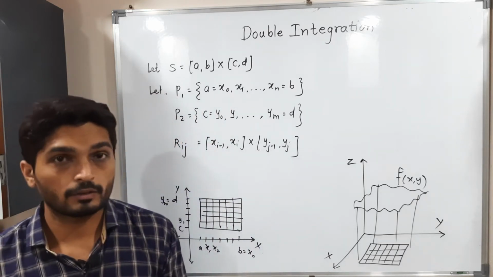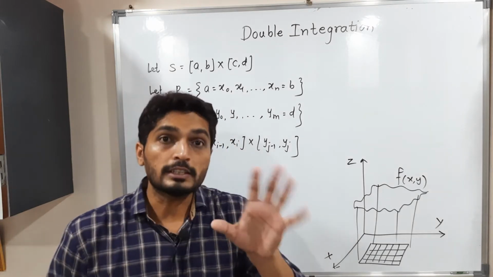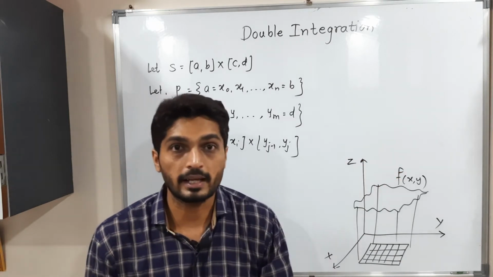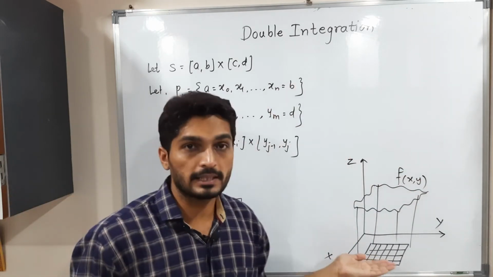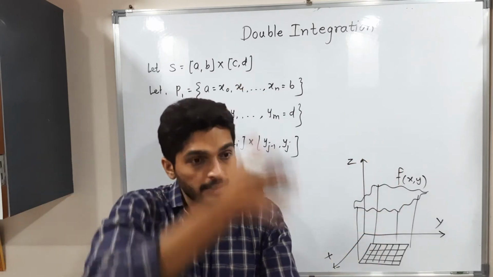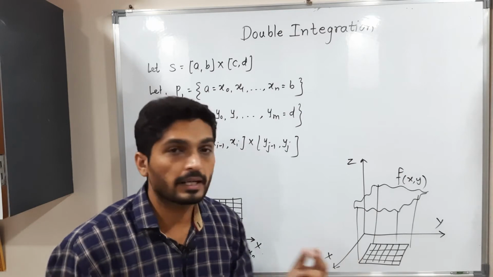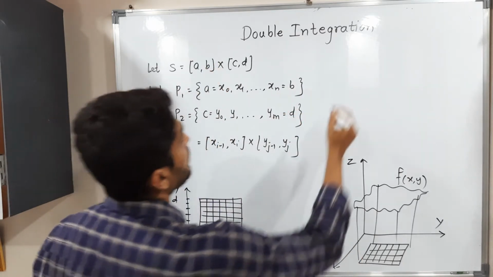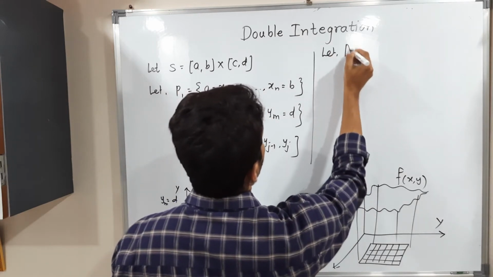Because of this partition, can you imagine, we have a surface like this, with a base as a rectangle, and it has a volume which is bounded by that surface and this base. Because of this partition, that total volume is divided into m times n pillars. Are you getting it? For each sub rectangle we will have pillars like this. So what will happen, now I am going to consider, let capital Mij.